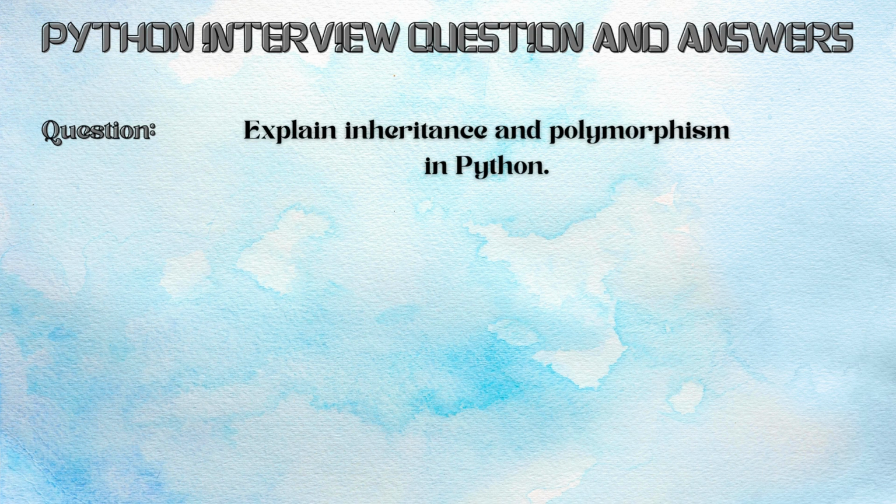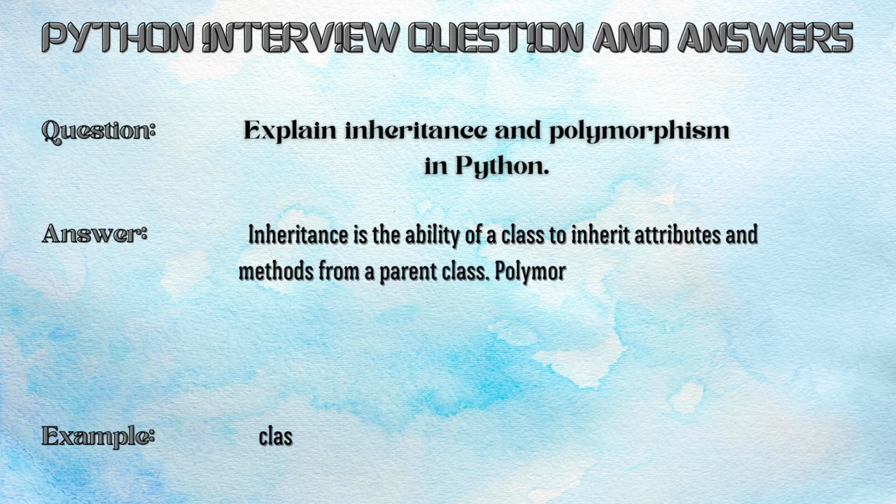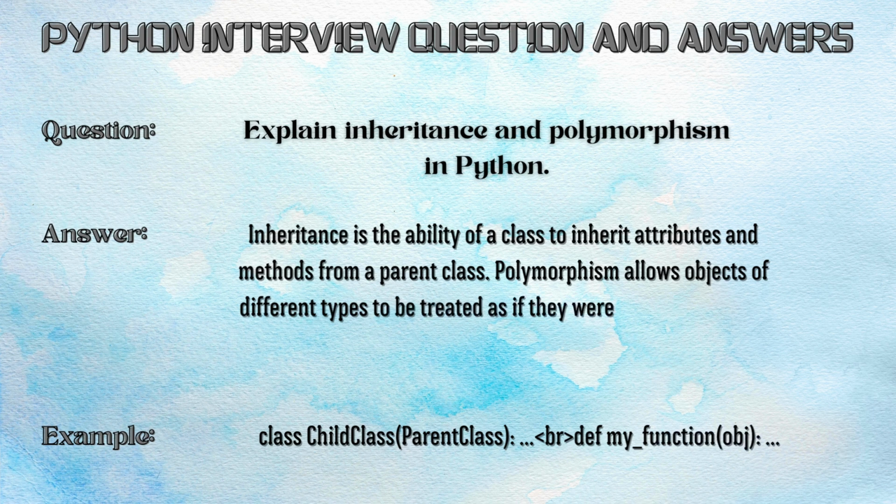Explain inheritance and polymorphism in Python. The answer is, inheritance is the ability of a class to inherit attributes and methods from a parent class. Polymorphism allows objects of different types to be treated as if they were of the same type. For example, class ChildClass(ParentClass), def my_function, obj.